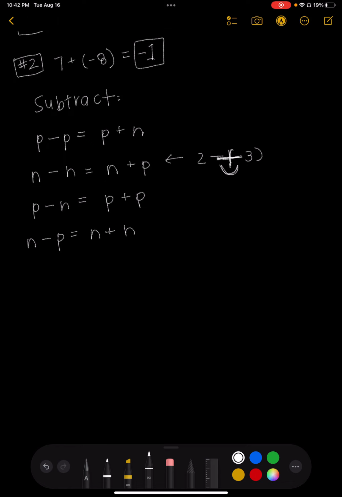Okay, so let's talk about one other thing that I have failed to mention thus far. It's the keep, change, change rule. Let me write that down. Keep, change, change.